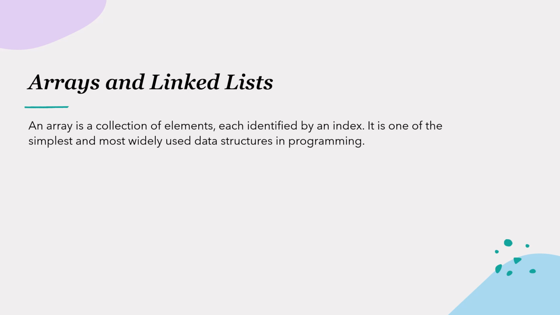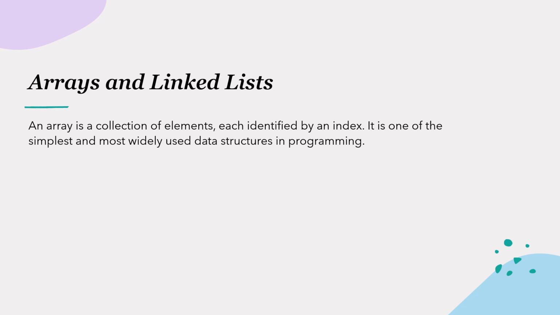be shifted. Linked lists. A linked list is a data structure in which each element, called a node, contains a data value and a reference, or pointer, to the next node in the sequence. Unlike arrays, linked lists do not store elements in contiguous memory locations. This allows them to be more flexible with memory, but accessing elements by index is slower because you need to traverse the list to reach the desired node.